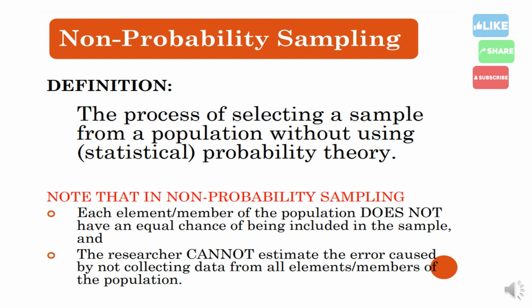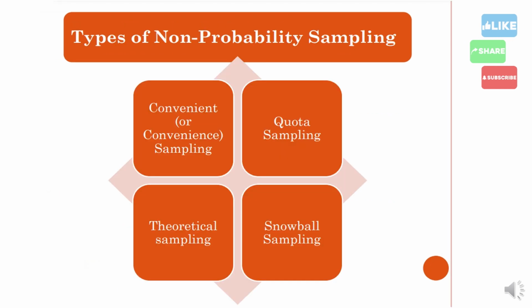Now what is non-probability sampling? What is the definition of non-probability sampling? It is the process of selecting a sample from a population without using statistical probability theory. Note that in non-probability sampling, each element or member of the population does not have an equal chance of being included in the sample, and the researcher cannot estimate the error caused by not collecting data from all elements or members of the population.